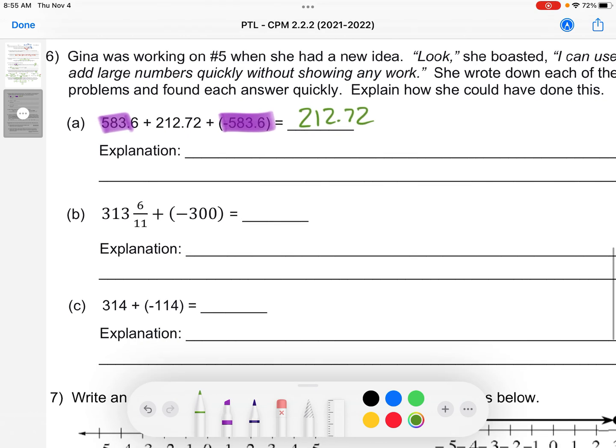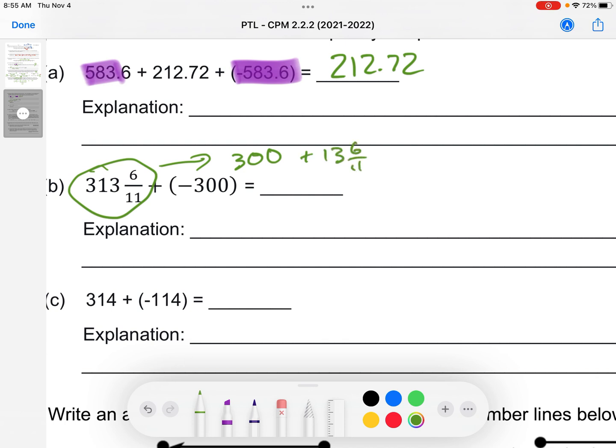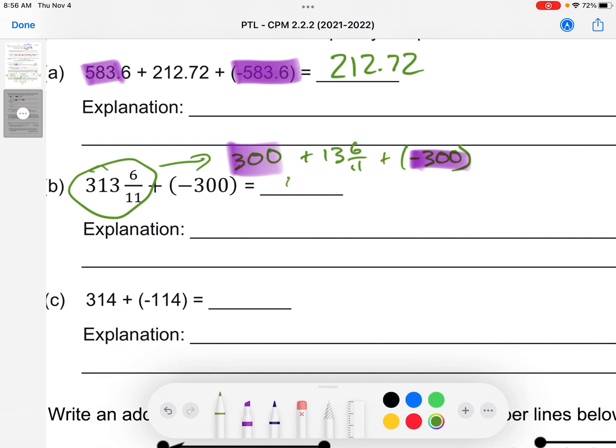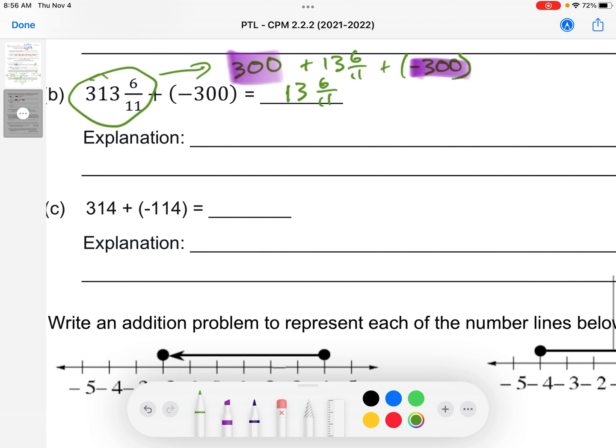Explain what we just kind of highlighted in purple down below. Now I have 313 and 6/11 plus -300. Well, what do I recognize? In here, what is that? That is 300 plus 13 and 6/11. And I still have the plus -300 at the end. Why would I do that? Well, because what do I know about these two? Answer is 13 and 6/11. Explain that please down below.